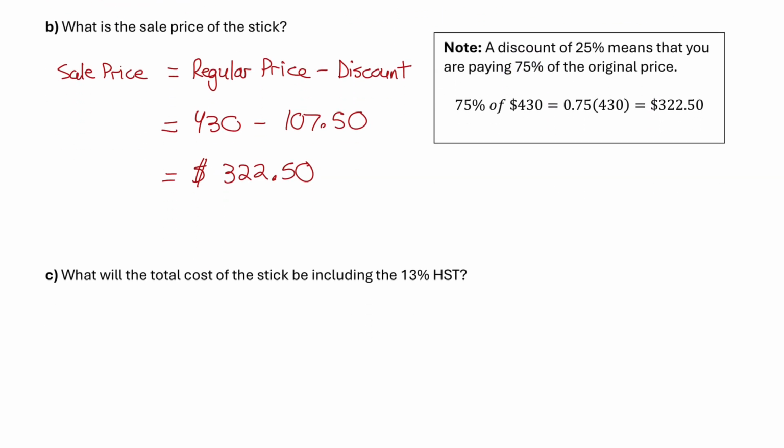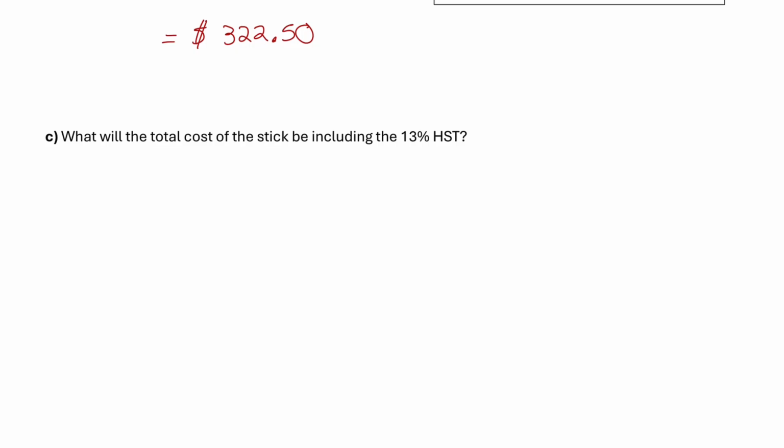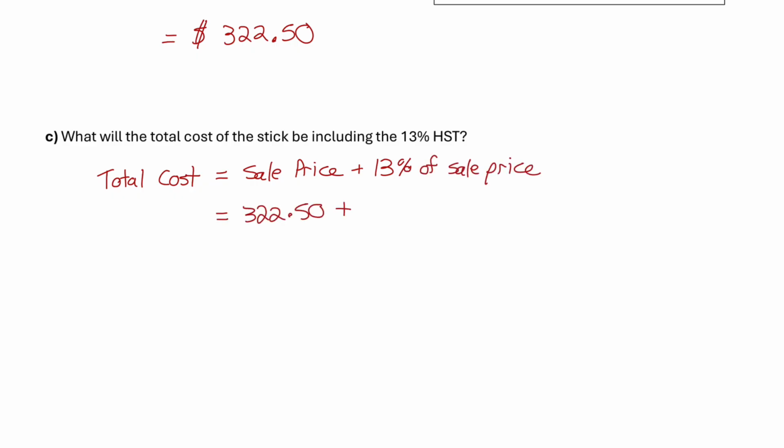And lastly, let's do part C. What will the total cost of the stick be, including 13% HST? So total cost would be equal to the sale price plus whatever 13% of the sale price is. Now, I know the sale price was $322.50, and then to figure out what 13% of that sale price is, we don't have to worry about setting up a proportion again. We figured out that to figure out what a percentage of a number is, we just multiply the number by the decimal version of the percentage.